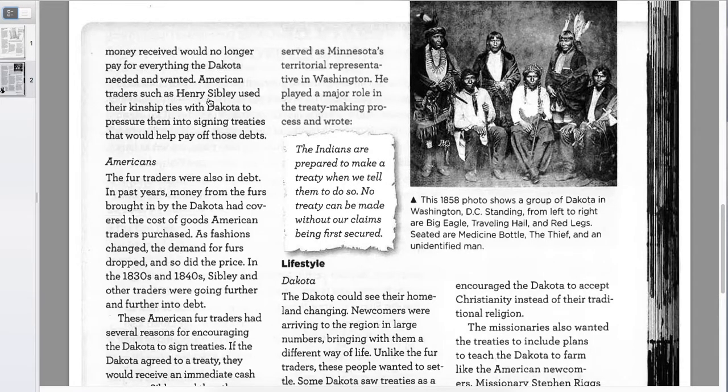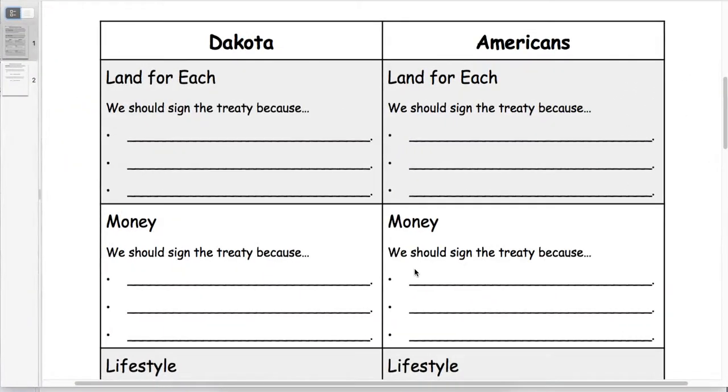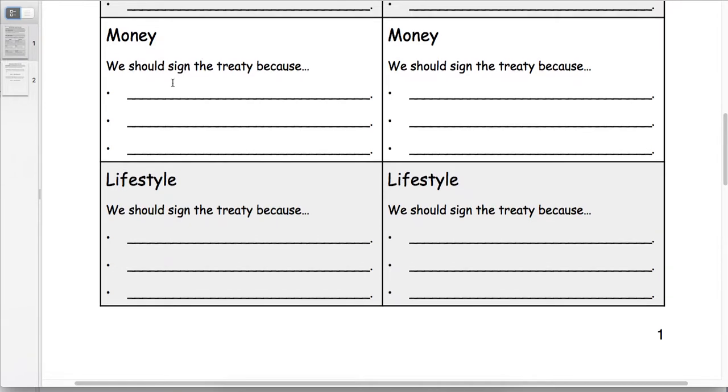American traders such as Henry Sibley used their kinship ties with the Dakota to pressure them into signing treaties that would help pay off those debts. So in this case, the traders were working together with the U.S. government, which is interesting. So now you're going to want to go here under money.